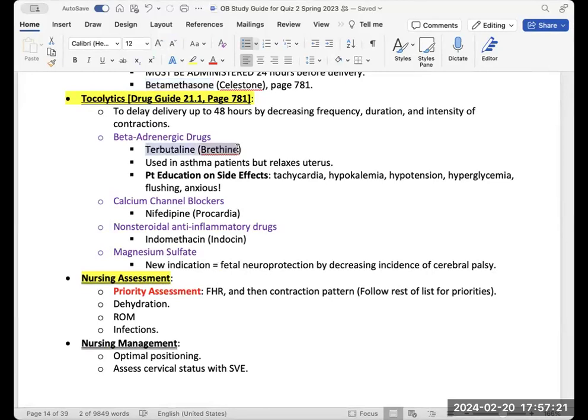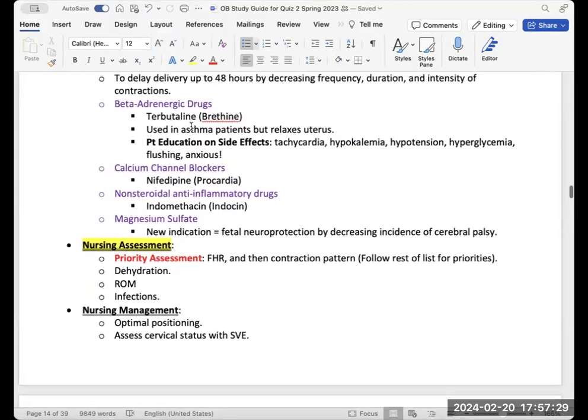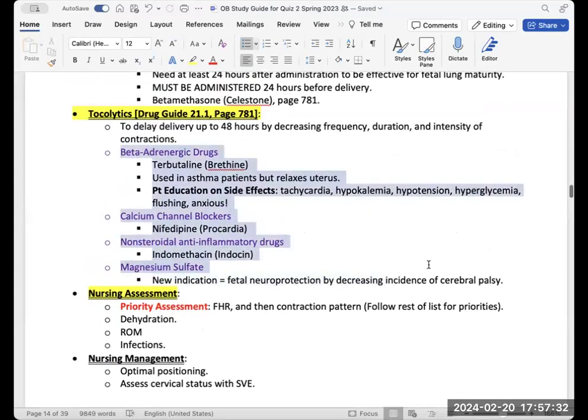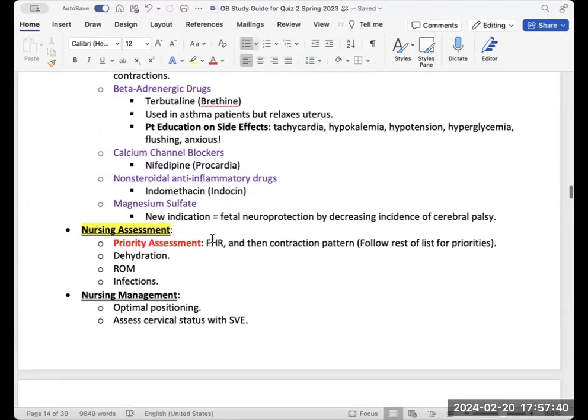But one of the common ones is terbutaline, and you want to know these side effects: potential hypokalemia, hypotension, hyperglycemia, flushing, and anxious feeling. But these are all the drugs that you can use, and she will probably ask you a select-all-that-apply to pick which are examples of tocolytic drugs, and these are your drugs right here.